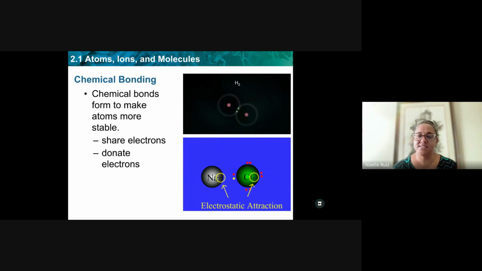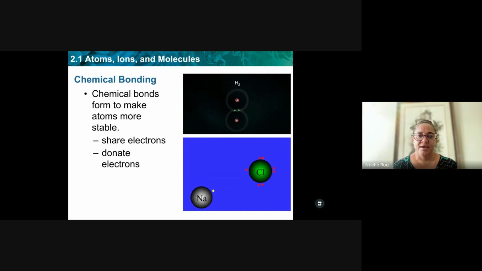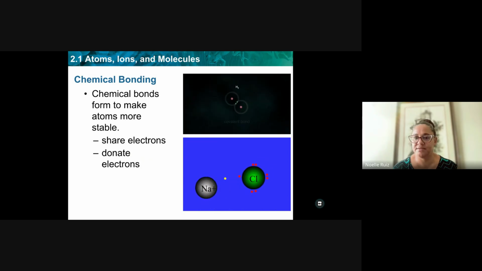And then chemical bonding. Like we said in the beginning, to bond just means to attach to. It's a synonym for bond. And chemical bonds form to make atoms more stable. And one kind of bond, the one at the top, electrons get shared. That is called a covalent bond, you can see in the picture.